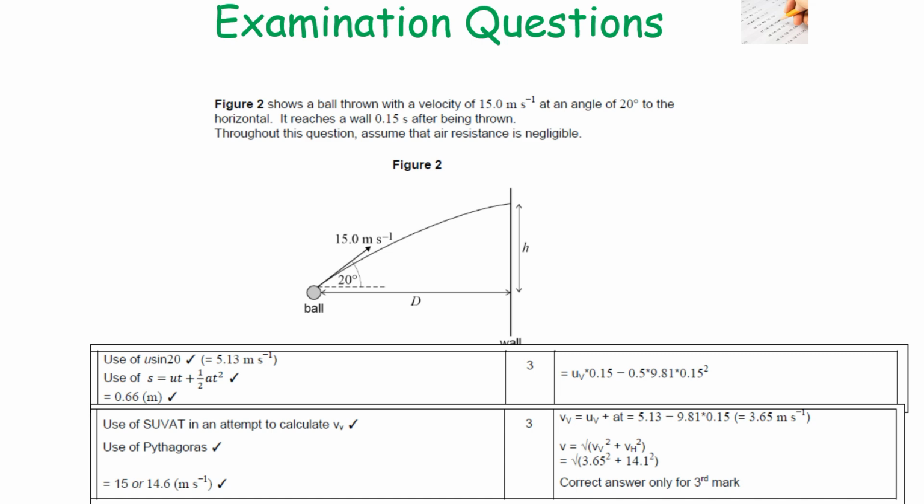So we've got our value for the vertical velocity, our value for the horizontal. We can use Pythagoras by saying the resultant squared is equal to the vertical component squared plus the horizontal component squared. So it's going to be 3.65 squared plus 14.1 squared, all square rooted, which is 14.6 meters per second.